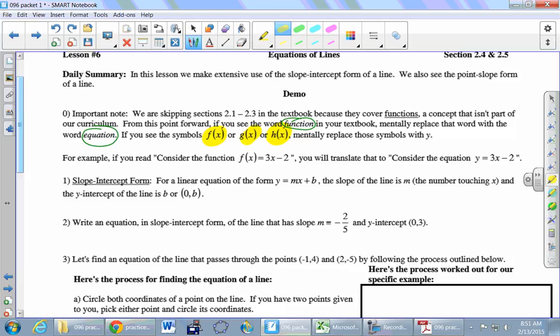So for example, if in your My Math Lab homework, you read, consider the function F parentheses X equals 3X minus 2, we change the word function to equation. We change F parentheses X to Y. And so that translates to consider the equation Y equals 3X minus 2, which is a whole lot more familiar to us and doesn't bring us into this world of functions. Everybody clear on that? Really important because you're going to be seeing this notation and My Math Lab assumes you know what it is, and I'm telling you that we don't officially know what it is, so you make those translations. Questions? Okay. Number 1, let's go to Lucas.